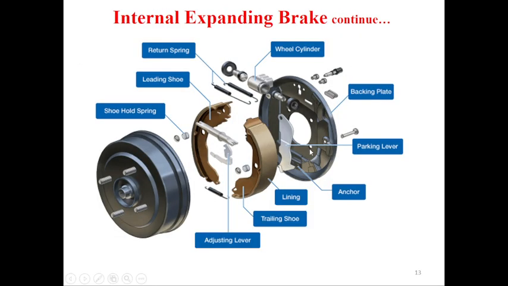This is another detailed view of the internal expander. This is the wheel cylinder. This is the return spring. These are the leading shoes, and this is the leading shoe hold-down spring. Then the anchor and the lining. For the lining we generally use asbestos or some anti-corrosion material. Then the trailing shoes, the adjusting lever, the parking lever, and the backing plates. So these are the different parts used in the internal brake system.